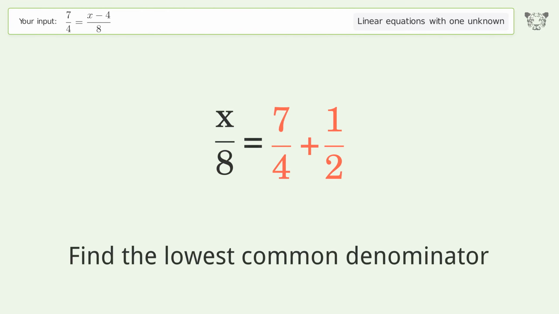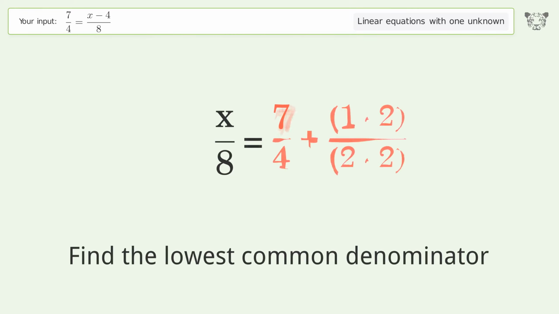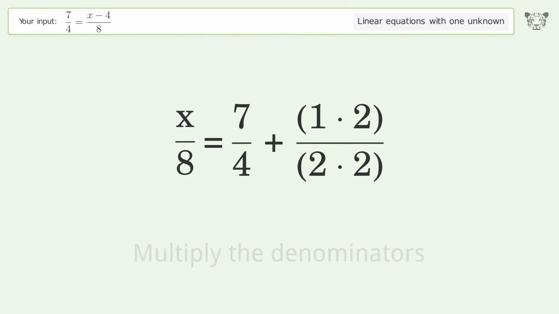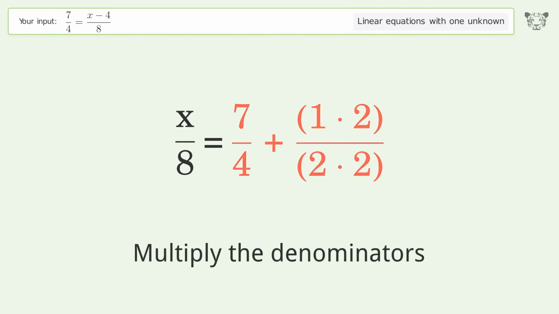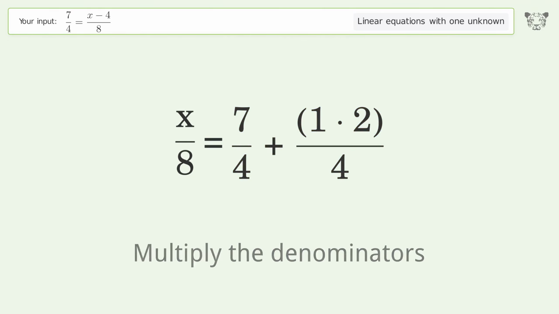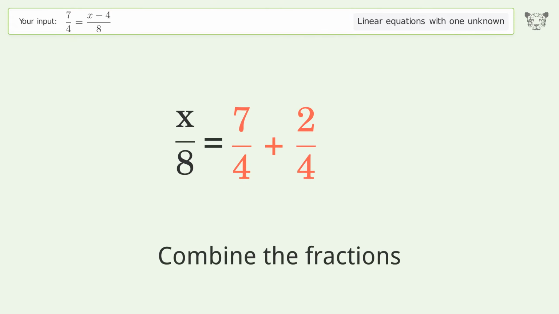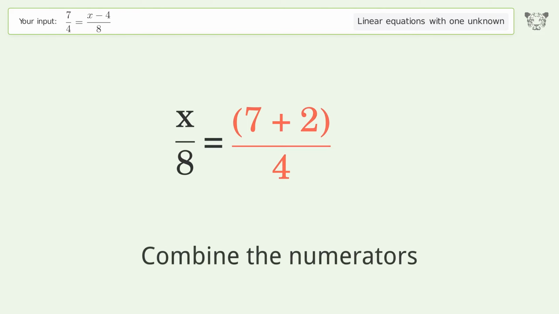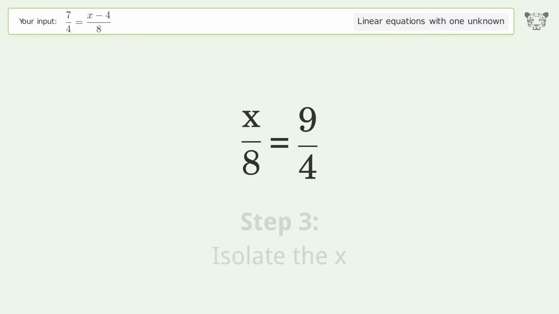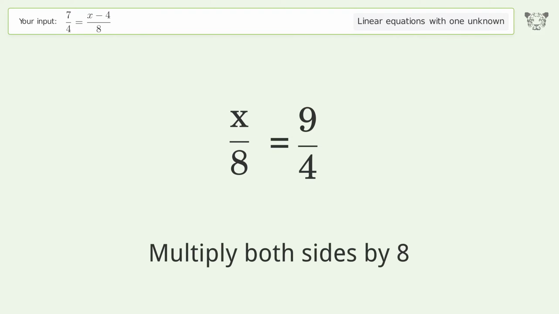Find the lowest common denominator. Multiply the denominators. Multiply the numerators. Combine the fractions. Combine the numerators. Isolate the x. Multiply both sides by 8.